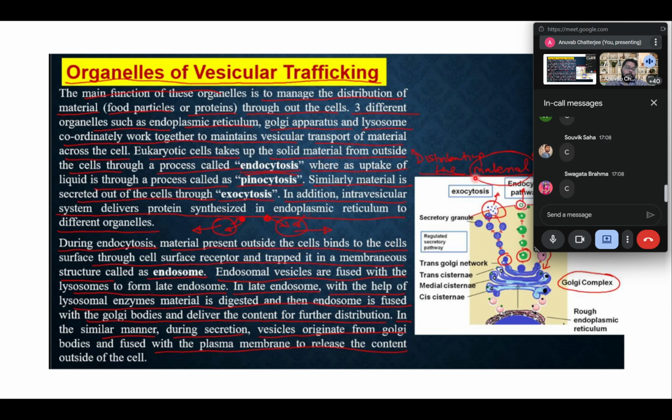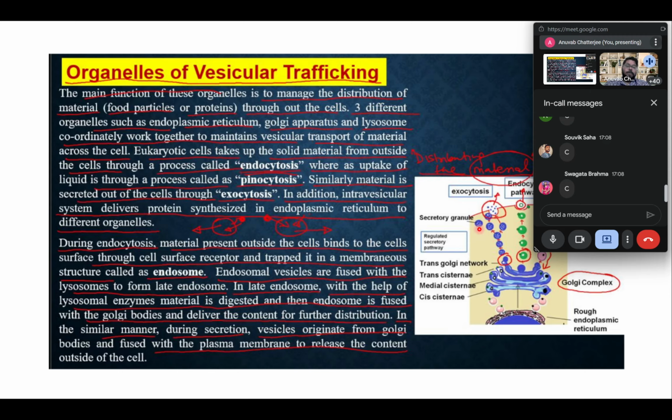And finally, there is something called exocytosis, which is secretion. So if a particular protein needs to be secreted out of the cell, say a hormone or an enzyme that acts on the extracellular matrix, all of these are excreted out of the cell.